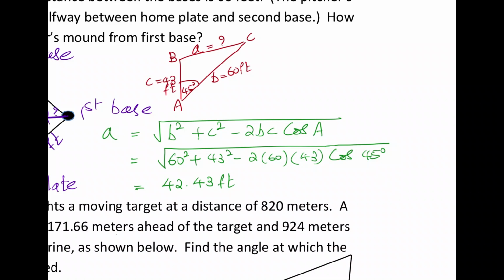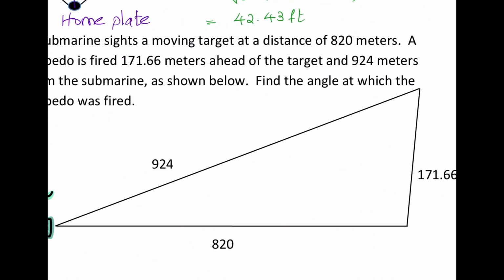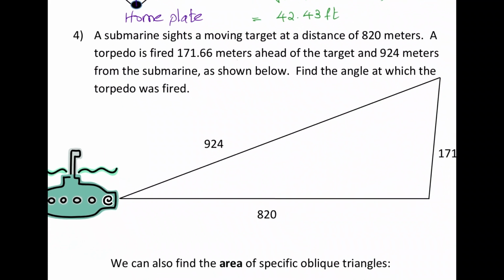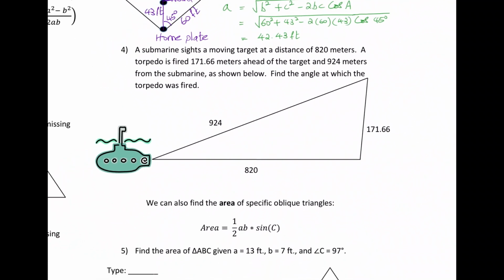Now let's move on to problem number 4 here. So a submarine sights a moving target at a distance of 820 meters. So here is the submarine. So here is the distance of 820 meters. So that means this is the location of the moving target.